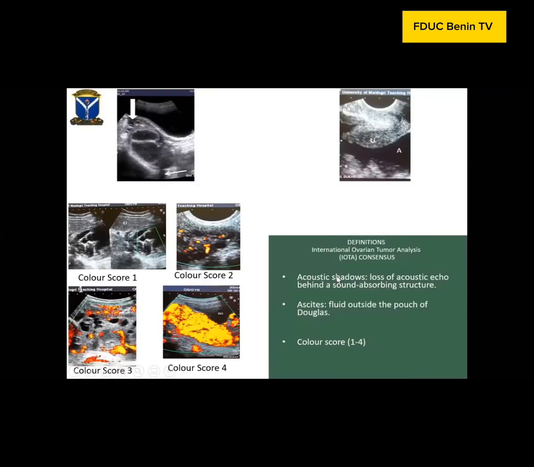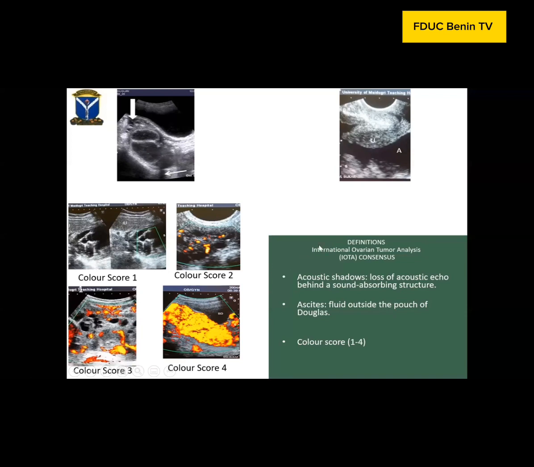Acoustic shadowing is loss of acoustic echo behind a sound absorbing structure. As you can see in this case of dermoid, here you can see this acoustic shadow. Here you can see another one. For beginners, it may be difficult to pick this, but look at this acoustic shadowing. Even for a beginner, this is easily discernible. So this is the case of dermoid cyst.